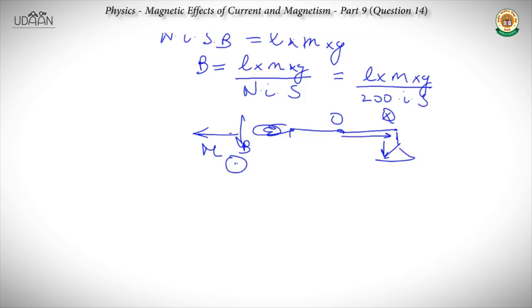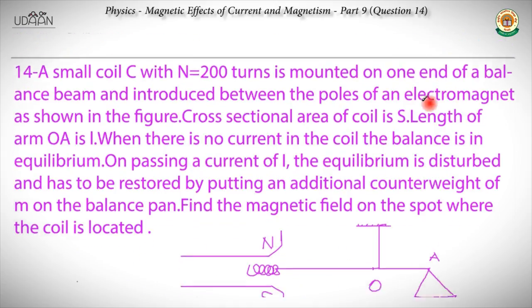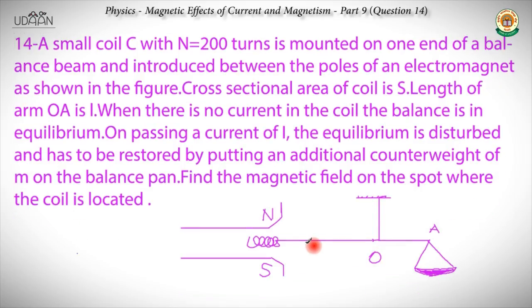Okay. So that was question number 14 for us, where we are given a coil with 200 turns placed on the end of a balance beam and introduced between the poles of an electromagnet. When there is no current in the coil, the balance is in equilibrium. On passing a current I, the equilibrium is disturbed, and we put some more weight on the balance beam to restore the equilibrium. So we have to find the magnetic field at the spot where the coil is located.